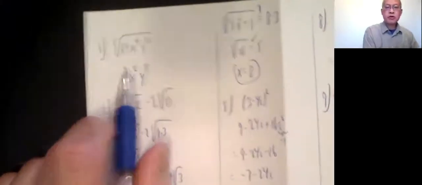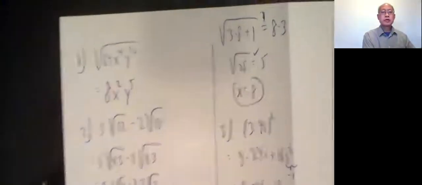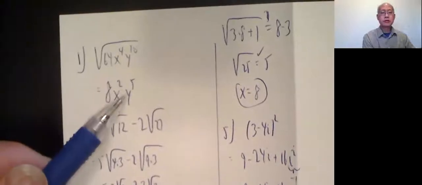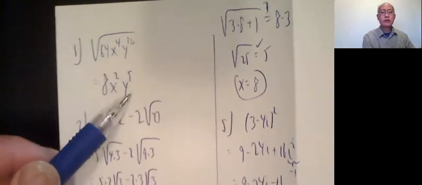Number 1, square root of 64 x to the 4th y to the 10th. Square root of 64 is 8. Square root of x to the 4th is x squared. Square root of y to the 10th is y to the 5th.